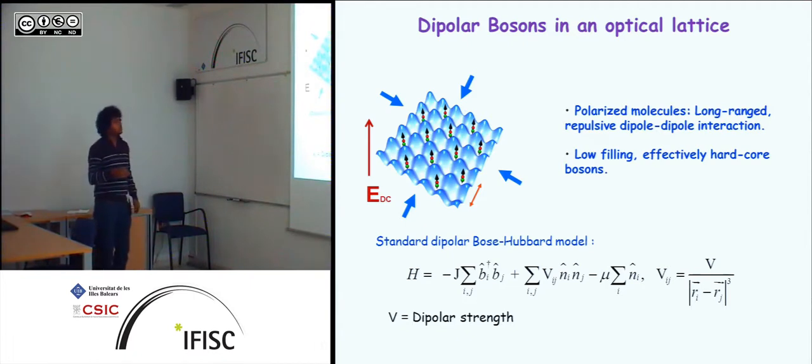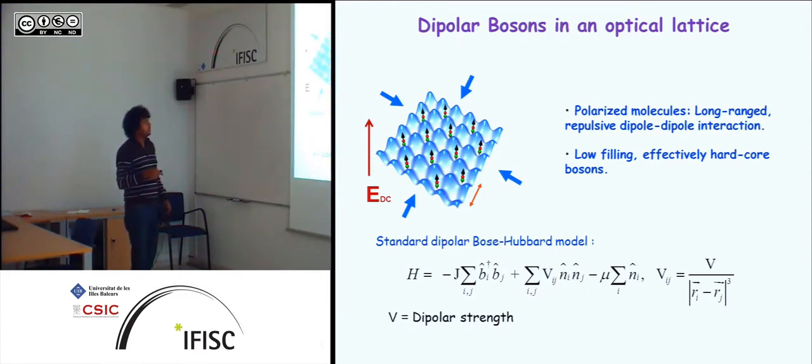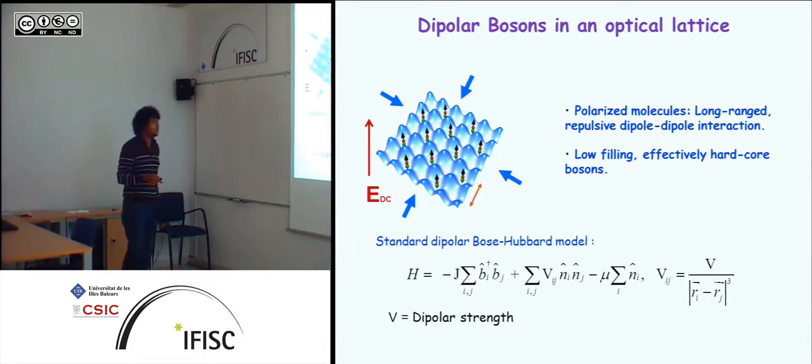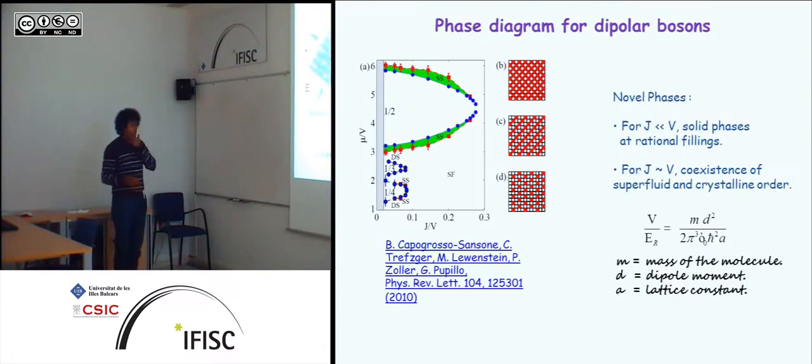So this is the situation: you have molecules which interact via this long-range interaction, which is repulsive. And if you have low filling, we can effectively treat them as hardcore, meaning that one site cannot have two particles. Then you can write another model. Same tunneling, but instead we have a density-density interaction which depends on how far apart they are. One particle here, one particle there, still they will interact. So this is another important model for the field of ultracold atoms.